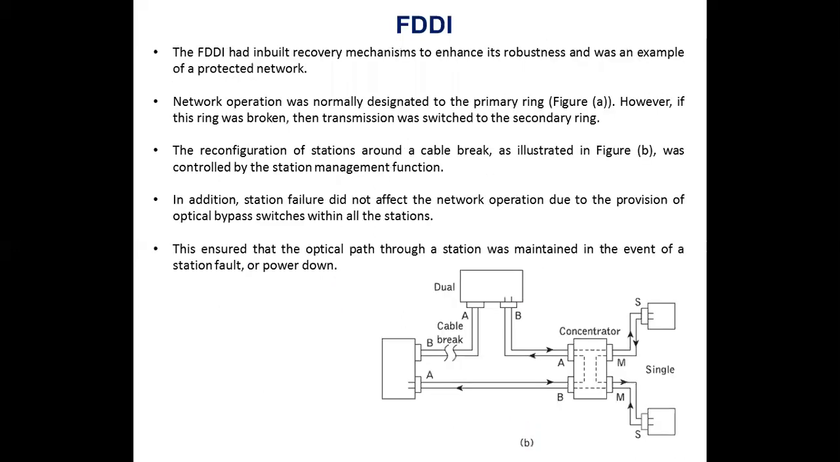The FDDI had inbuilt recovery mechanisms. If there is any fault in the fiber, it can recover, and this gives enhanced robustness and makes it a protected optical network. So if the ring was broken, then transmission was switched to a secondary ring. That's one of the techniques which can be used. If a station failed, that will not affect the network operation due to optical bypass switches and so on. So FDDI was one of the LAN techniques which can be used, and it will be a protected optical network. It can also provide survivability.